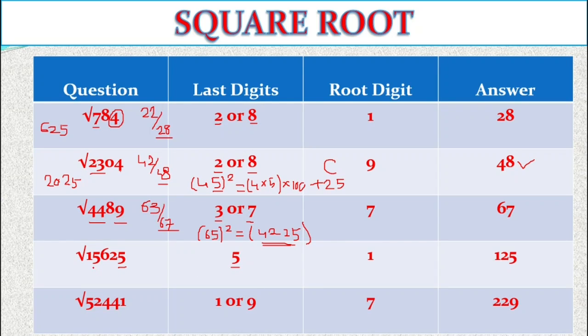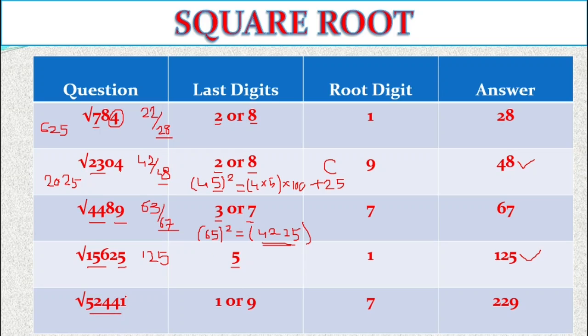And coming to this 156, what is the nearest perfect square to 156? If I take 12, it is 144. If I take 13, it's 169. So 12 is the probable value. So 125 is the answer. Simple.